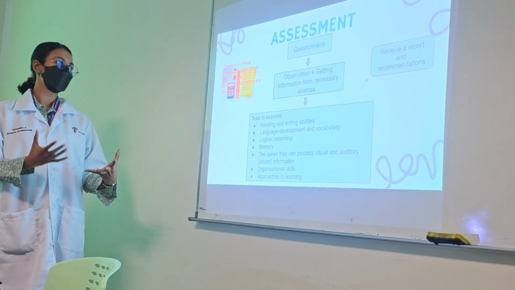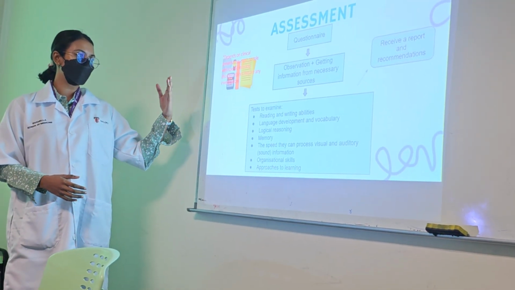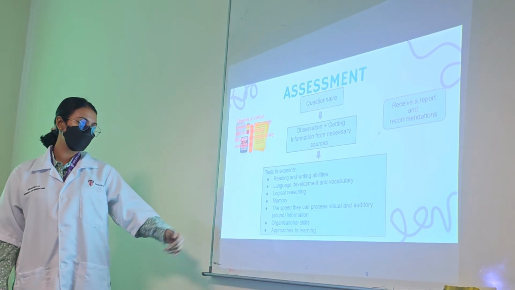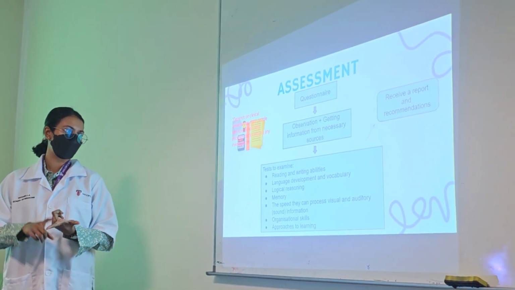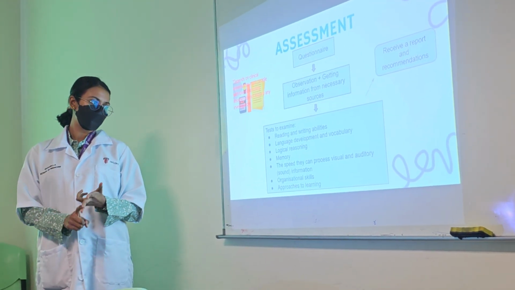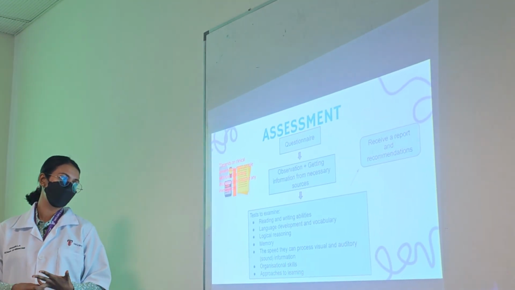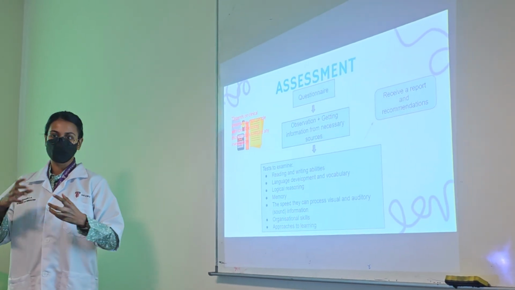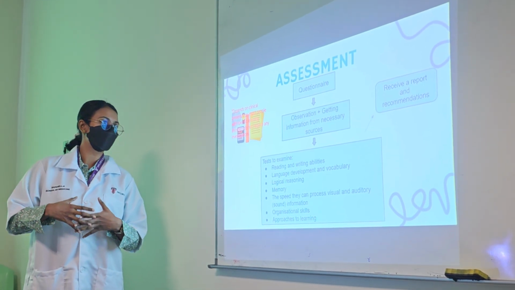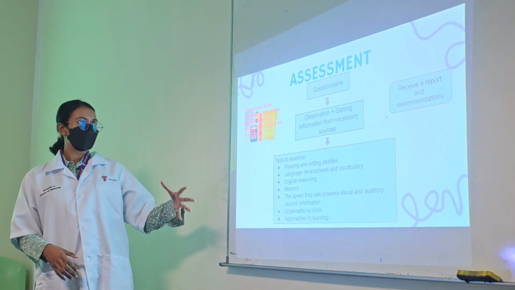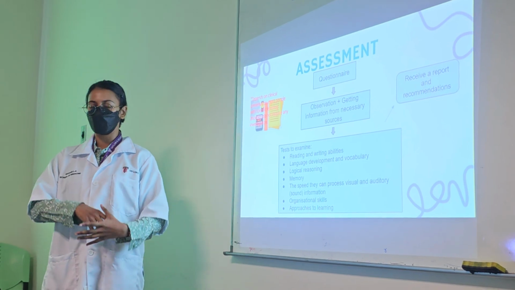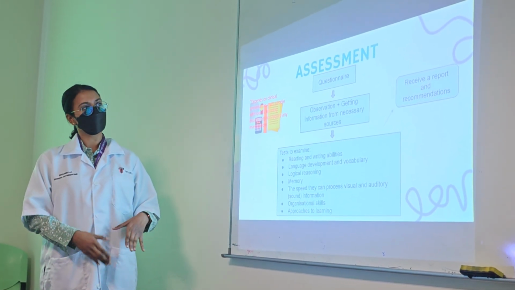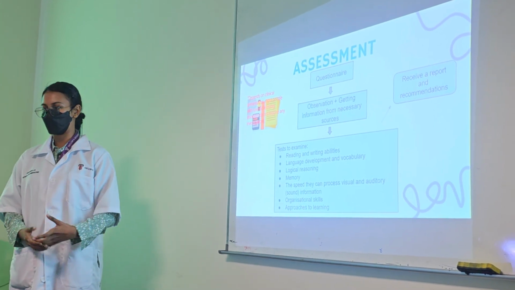and parents. And from there, they do certain tests to examine these components, which is their reading and writing, their language development and vocabulary, logical reasoning, memory, and their speed to process visual and auditory information, the skills to organize things, and how they approach their learning. And from there, they will receive a report and possible recommendations of what they should do, if they need any special education or anything.